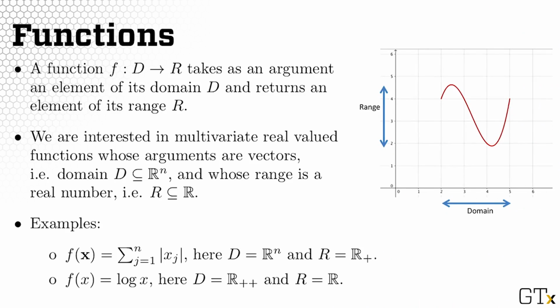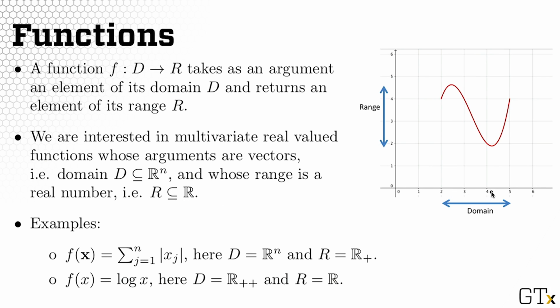Let's get started. So we are interested in functions which take on a value from a domain. This is called the domain of the function, D. That's a function f, which takes a value from a domain and produces a number, r, which is called the range of the function. So we are interested in multivariate real-valued functions whose arguments are vectors. In that case, the domain of the function is a subset of the n-dimensional real space, and whose range is a real number, r. This range is a subset of the real line. So the argument is a vector in general, and the output of the function is a number.